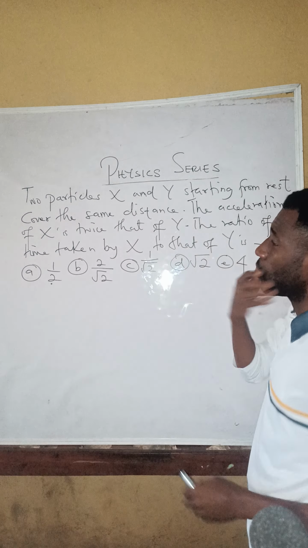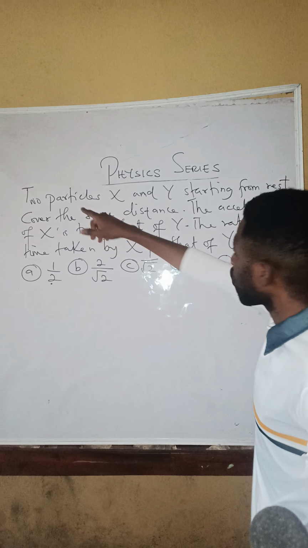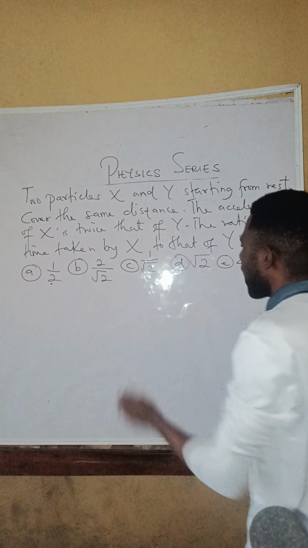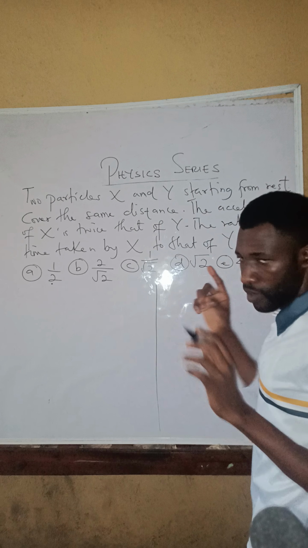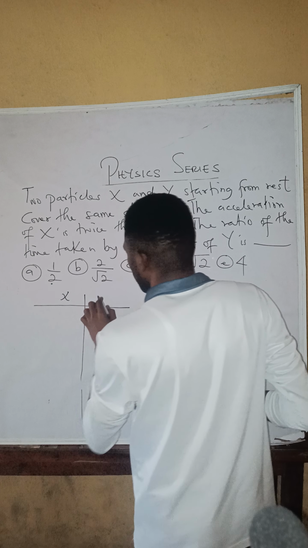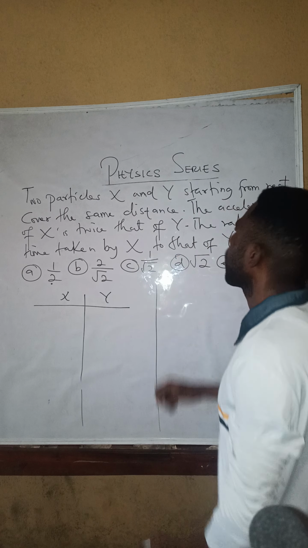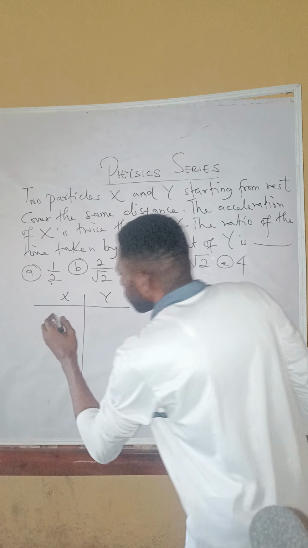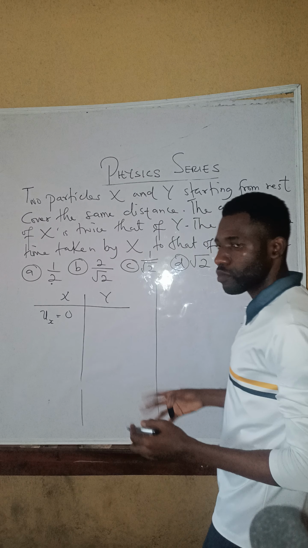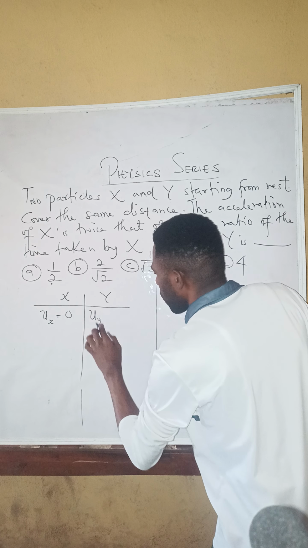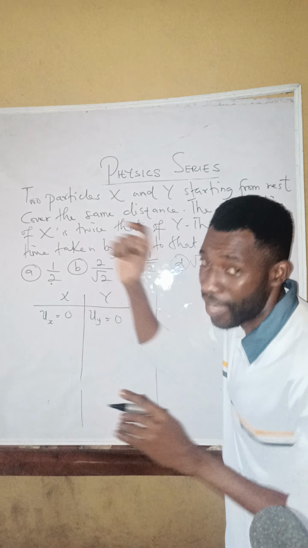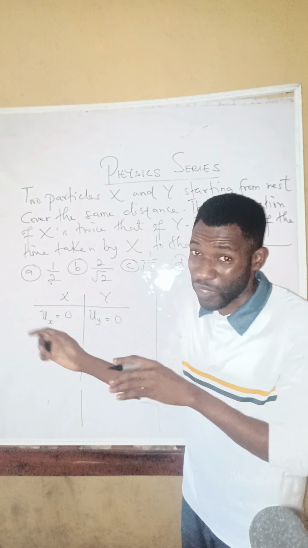Now we have this question on the board. Still on mechanics. Two particles, X and Y, starting from rest. Take note, two particles. So let's call it the section for X and the section for Y. They started from rest, so their initial velocities Ux is 0 and Uy is 0. According to Newton's first law of motion.